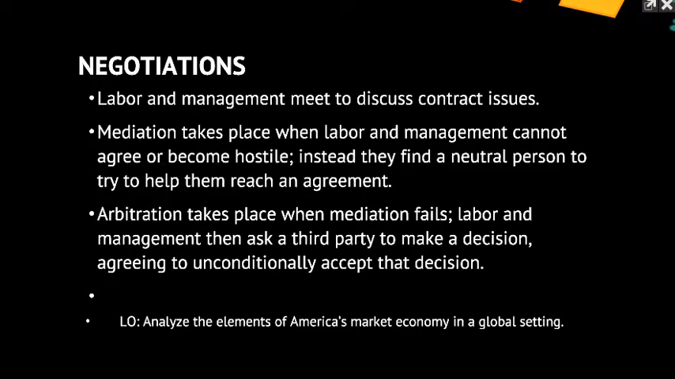Negotiations: labor and management meet to discuss contract issues. Mediation takes place when labor and management cannot agree or become hostile. Instead, they find a neutral person to try to help them reach an agreement. Arbitration takes place when mediation fails. Labor and management then ask a third party to make a decision, agreeing to unconditionally accept that decision.